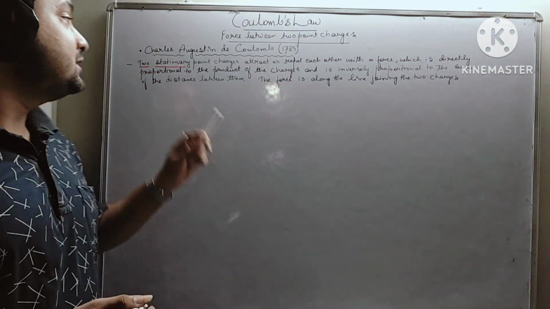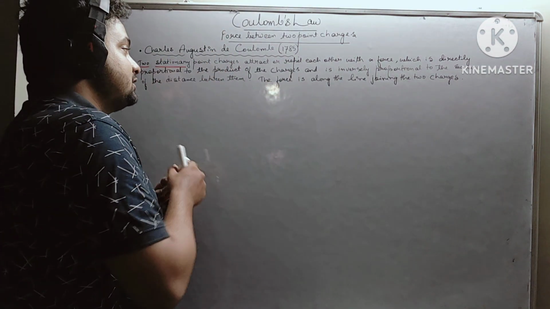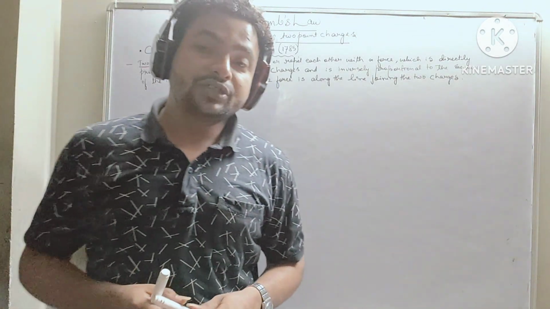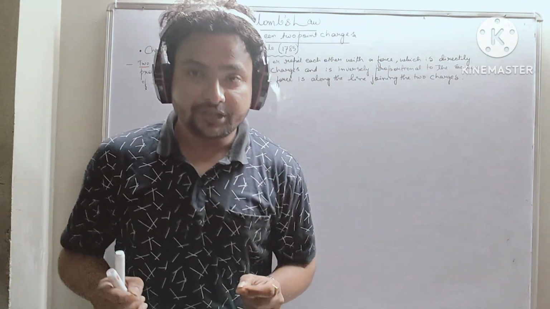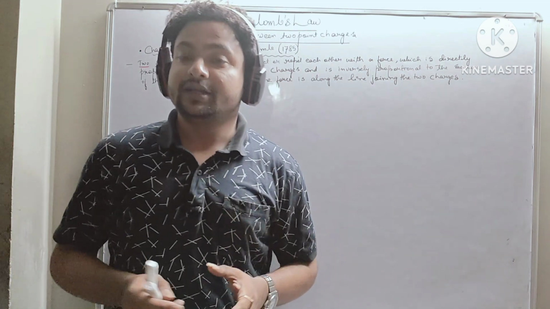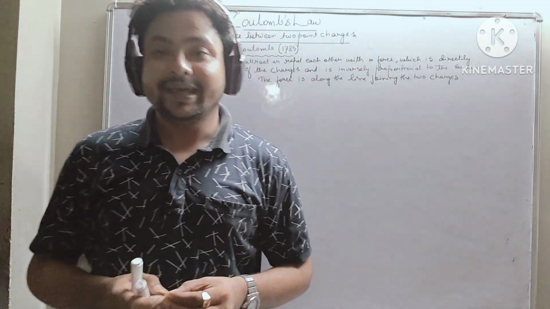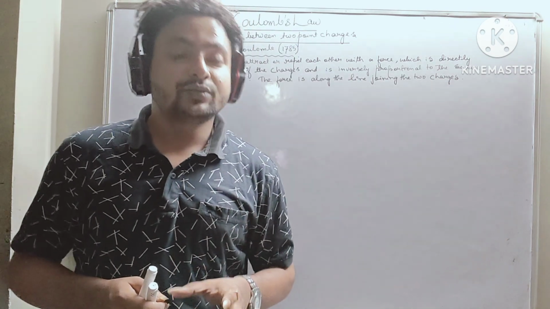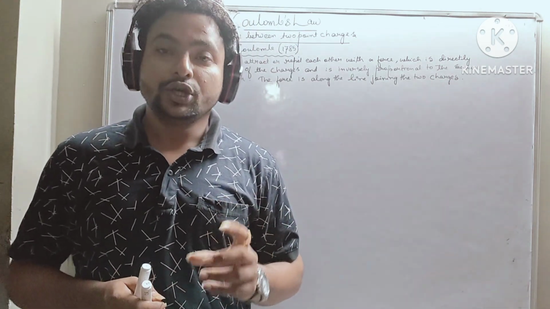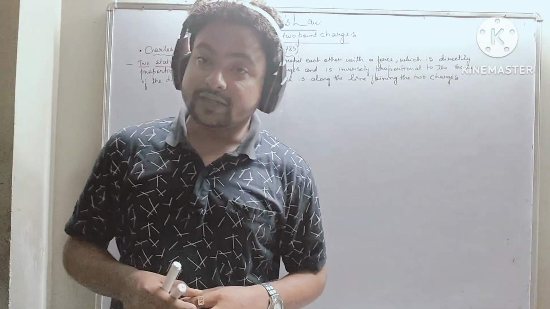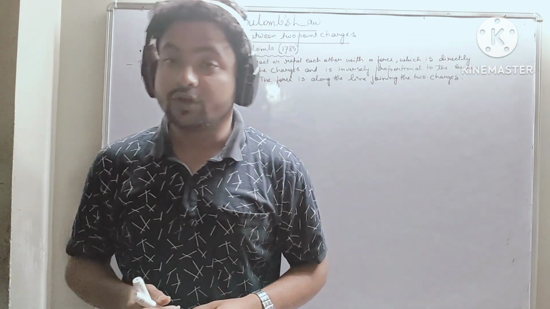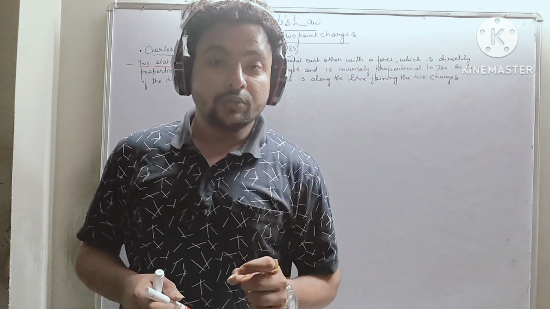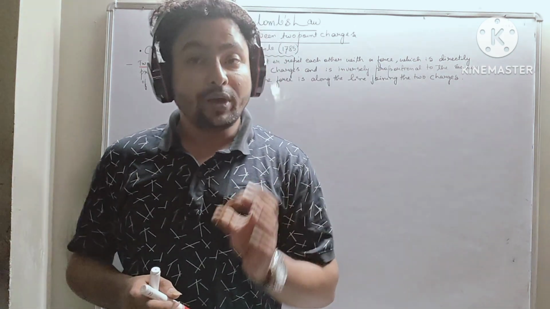Now remember, it has to be stationary point charges. We know that in electrostatics, the charges are stationary, unlike current electricity. In current electricity, we take the charges to be moving. But in electrostatics, we take the charges to be stationary. Most of the students, I have seen, neglect this, but this is the first important thing that you have to remember. Coulomb's law is only for stationary point charges.